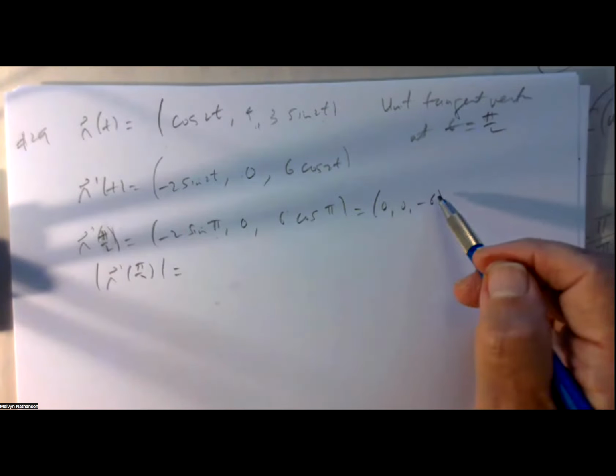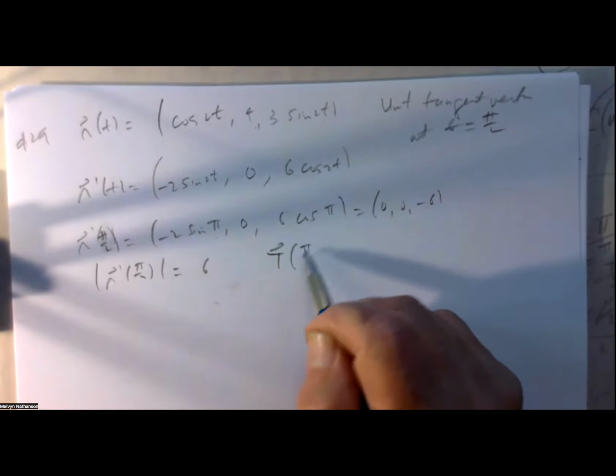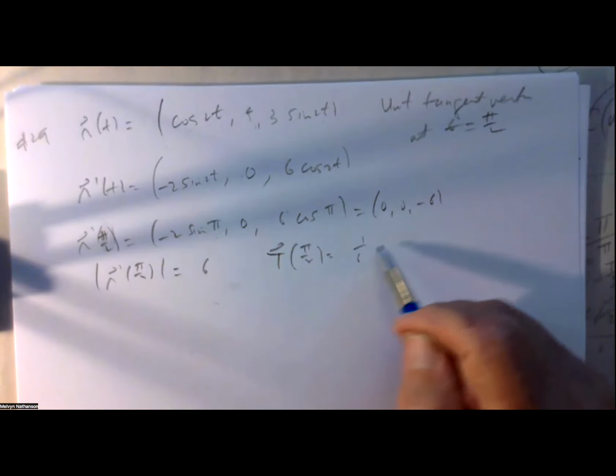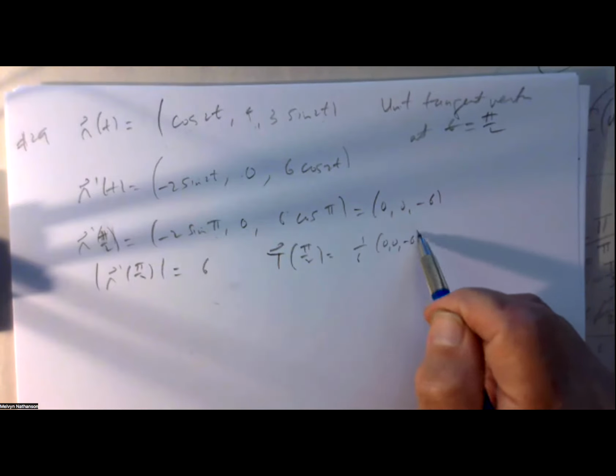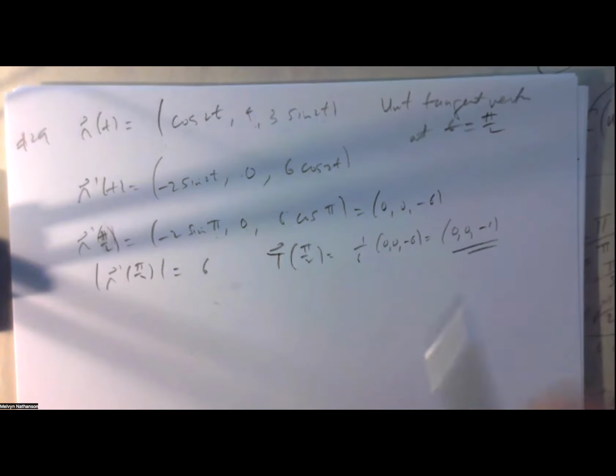The length of this vector is 6. So the unit tangent vector at pi over 2 is 1/6 times 0, 0, minus 6. So that's 0, 0, minus 1. So that's the unit tangent vector.